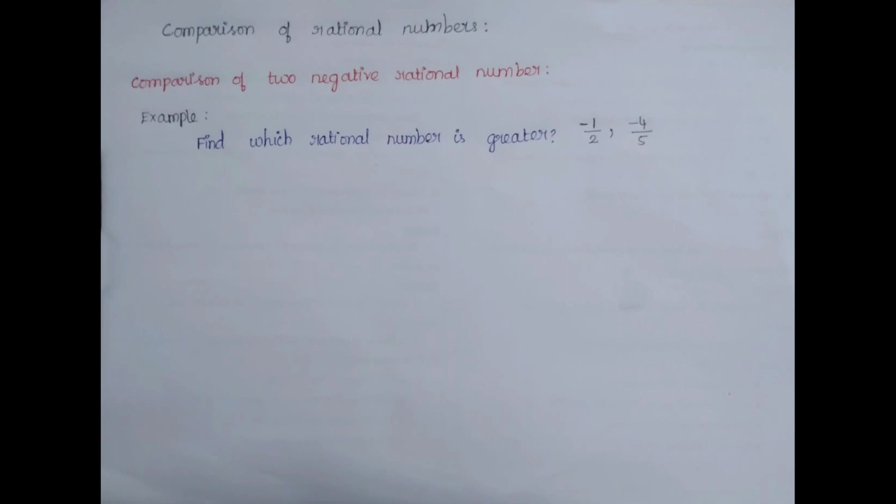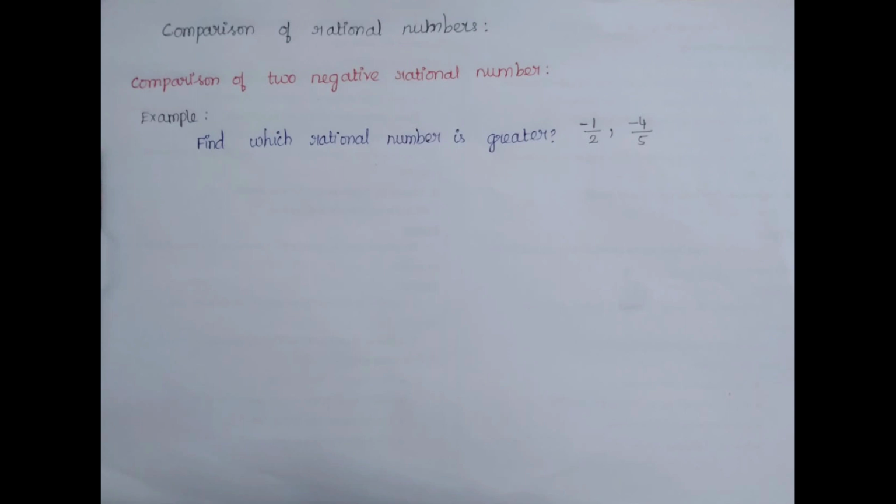Now we are going to see how to compare the rational numbers. We know how to compare integers and fractions, taking two at a time, and say which is smaller or greater. Now we can see how to compare a pair of rational numbers. First we see how to compare two negative rational numbers.